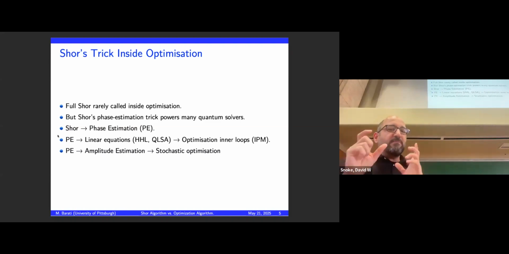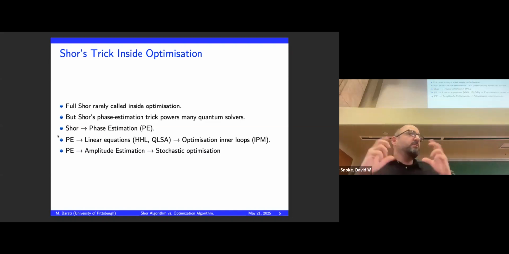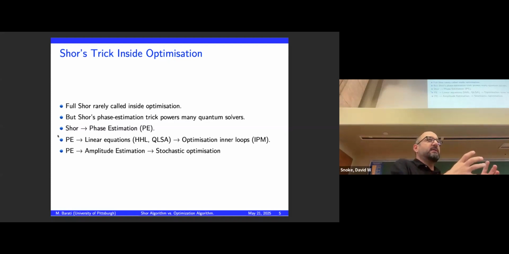But for example, phase estimation takes advantage of the Shor tricks. And you know that phase estimation is one of the backbones of the linear equation solver, and can be used in the HHL and the quantum linear solver algorithm. And also the linear equations can be used for the interior point method and also optimization inner loops, such as the interior point method algorithm, or any different version of the interior point method algorithm.